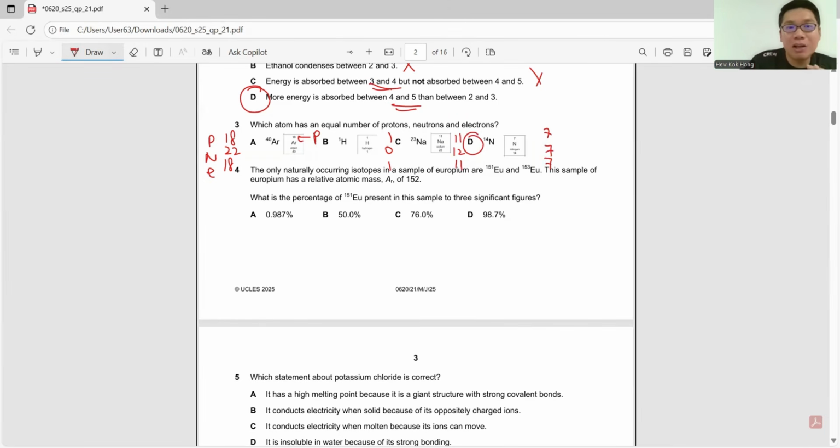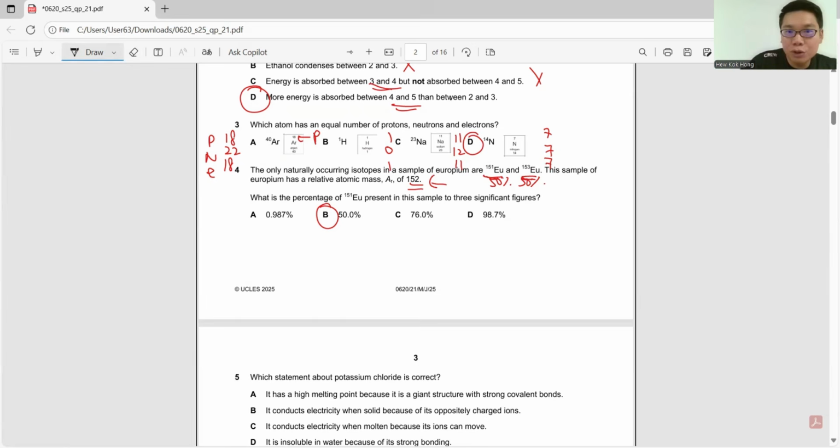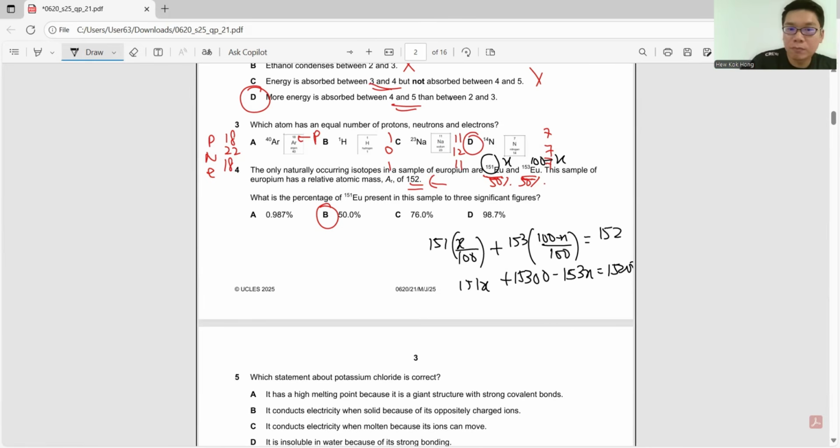Number 4. The only naturally occurring isotopes in a sample of europium are this and this. The sample of europium has a relative atomic mass of 152. So we know it's just nicely in between. We know it's 50%, 50%. So answer is B. Or if you want to apply the calculation, you can use this. So we assume 151 we have X, 153 is 100 minus X. So we use this. So we can also use a calculation to double confirm.